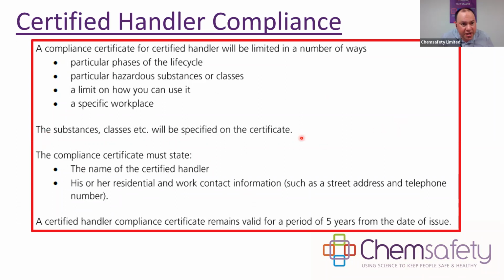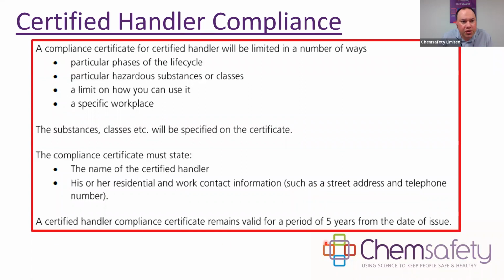Substances, classes, etc. will be specified on that certificate. And the compliance certificate must have the name of the certified handler as well as his or her residential information and contact details and all that kind of stuff. When it comes to some of the more private information, we can still issue copies for display that don't have to have that. However, the workplace will have the formal certification with all of your details on it as well, because this certified handler compliance is a formal, legally binding document.